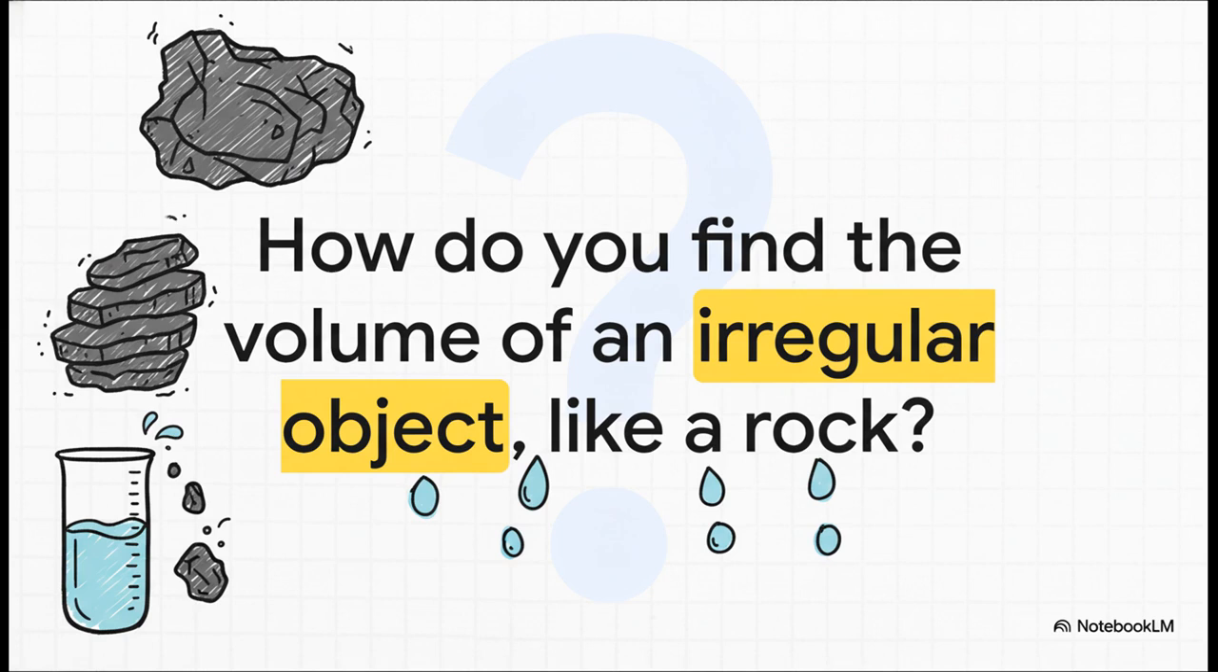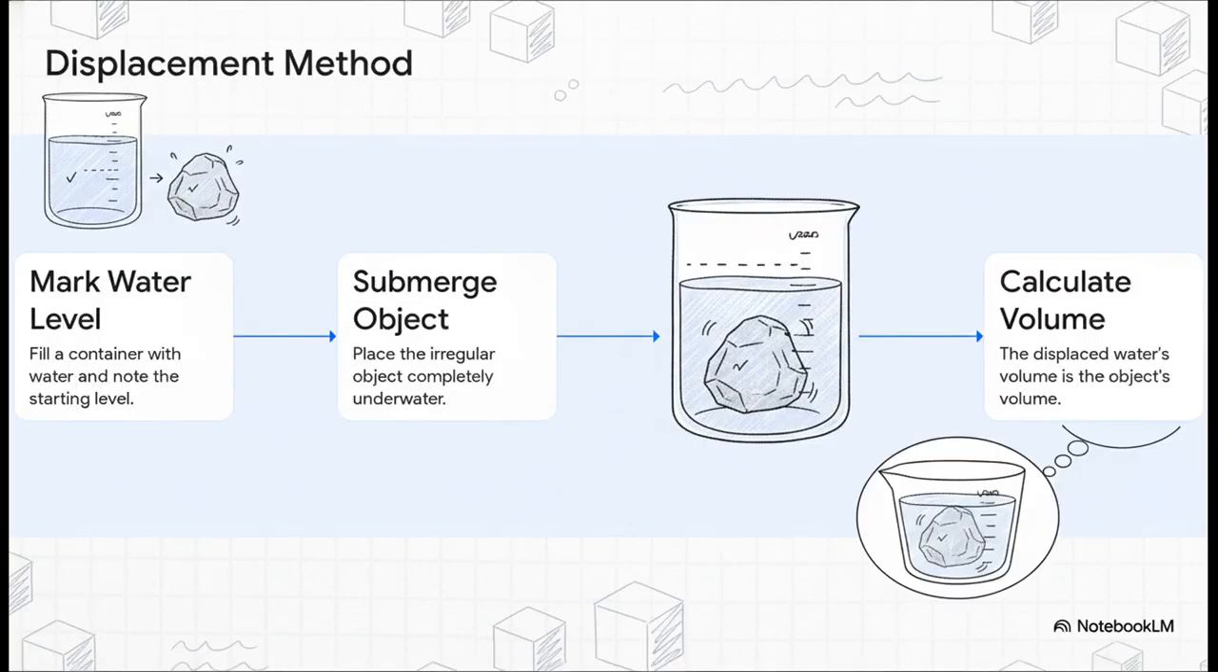Okay, so Cavalieri's principle is great for skewed things. But what about something that doesn't have consistent cross-sections at all? I'm talking about something like a lumpy rock. You can't exactly calculate the area of its slices, so what do you do then? For a problem like that, we turn to a brilliantly simple, old-school method: water displacement.